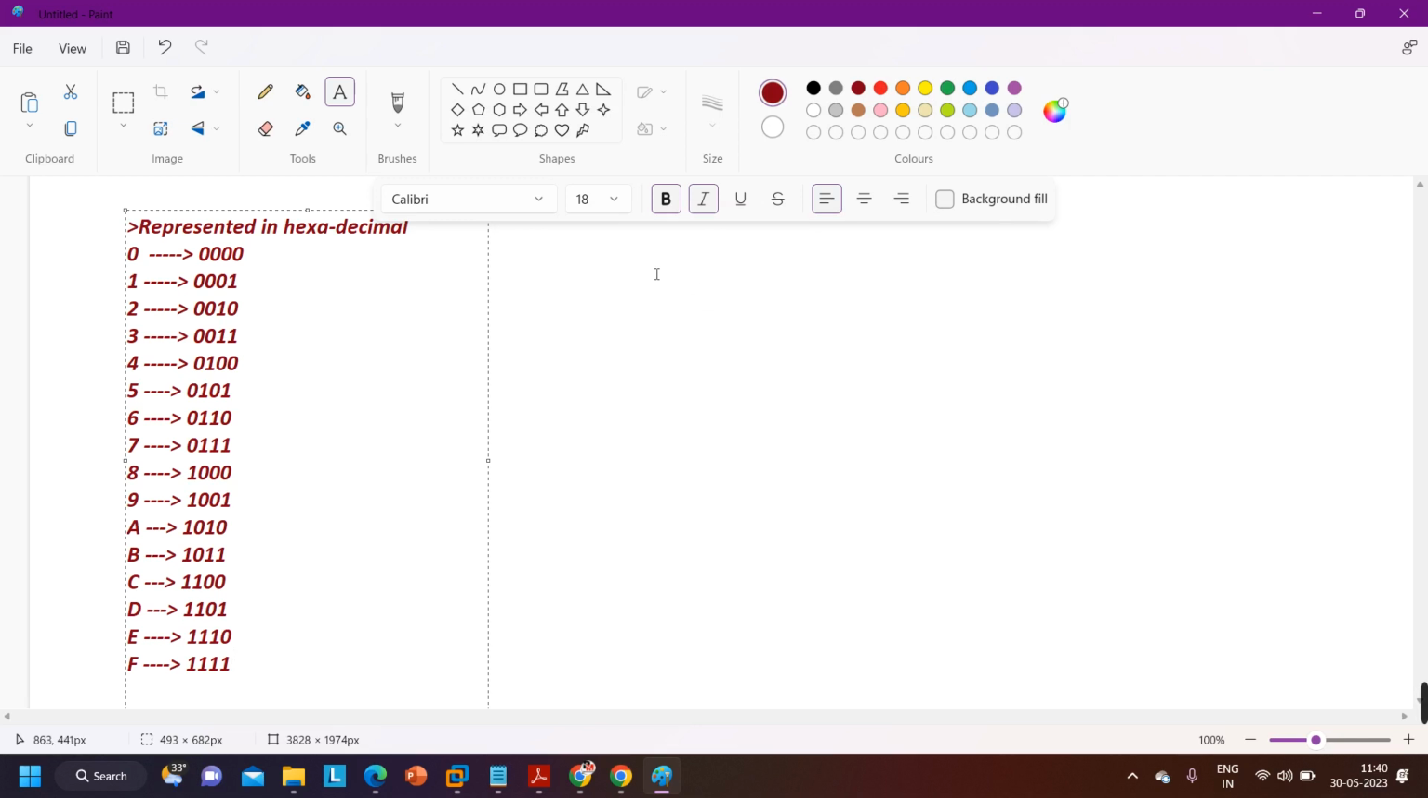And the formula is very simple. You start from here, 2 to the power 0. 2 to the power 0 will be 1, and 2 to the power 1 will be 2. 2 to the power 2 will be 4. 2 to the power 3 will be 8. So this is your 4 bits. After that, 16, 32, 64, and 128. This is 8 bits.